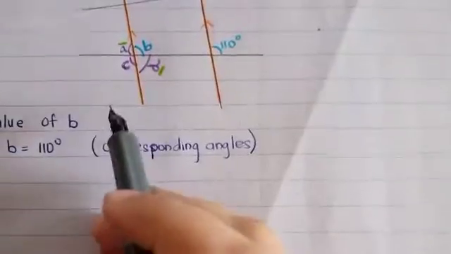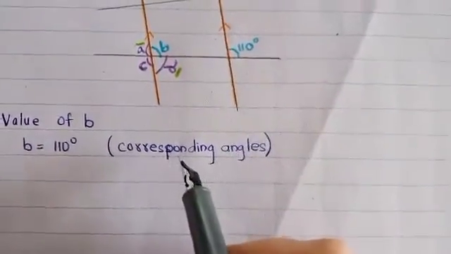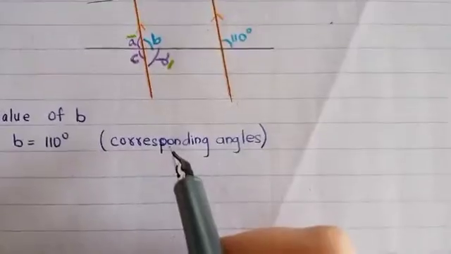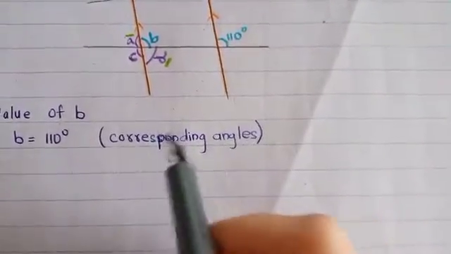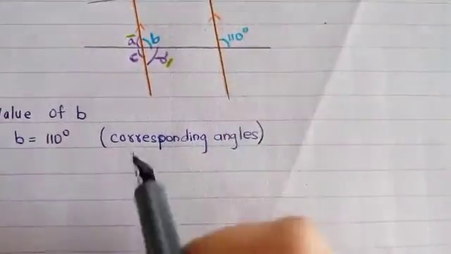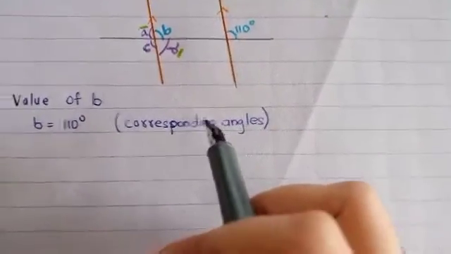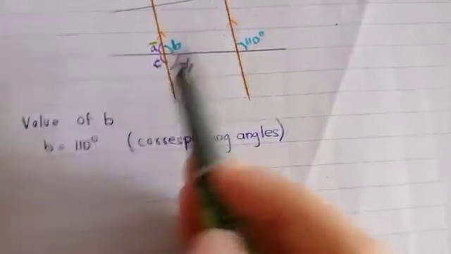So I can say that B is equals to 110 degree. Why? I have to write down the reason in the bracket, because they are corresponding angles. Okay, because they are corresponding angles. So B is equals to 110 degree because they are corresponding angles. Now when I found out the value of B, now I can find out the value of C as well.